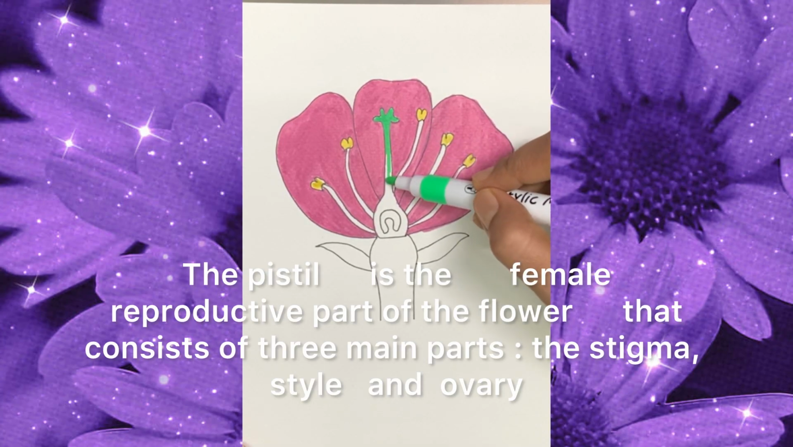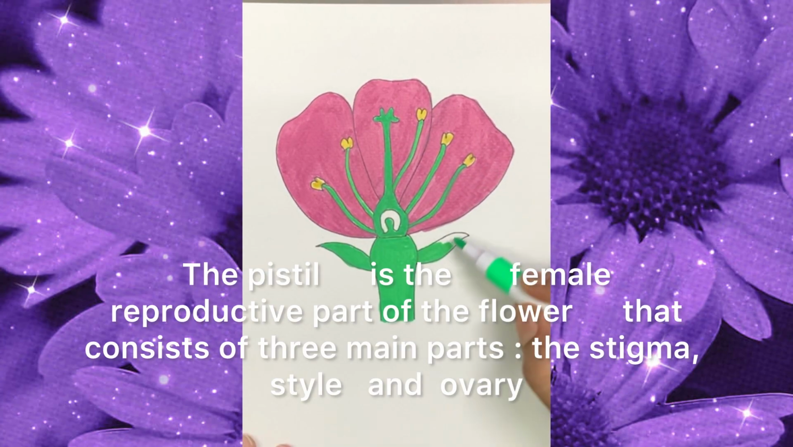The pistil is the female reproductive part of the flower that consists of three main parts: the stigma, style and ovary.